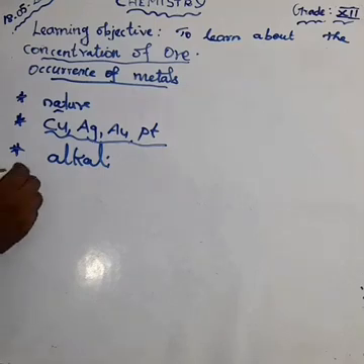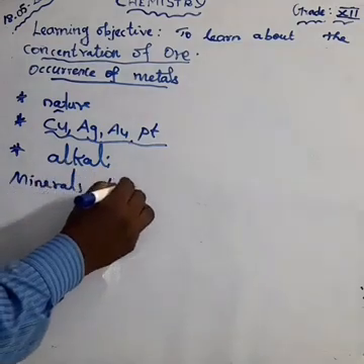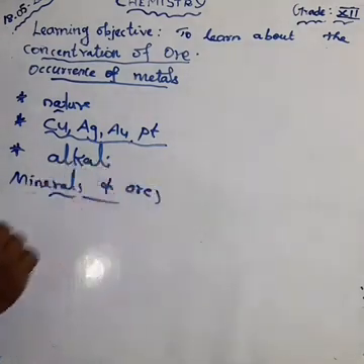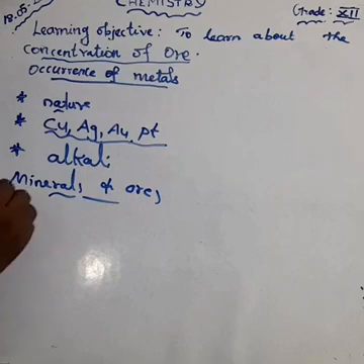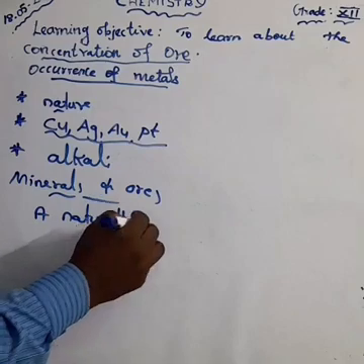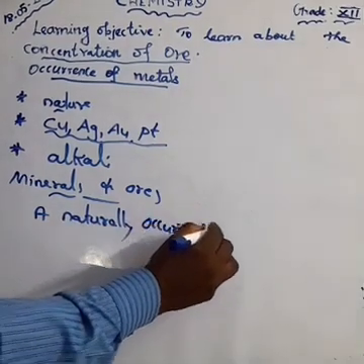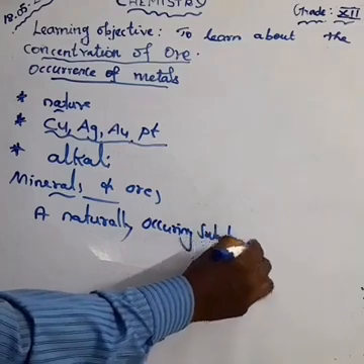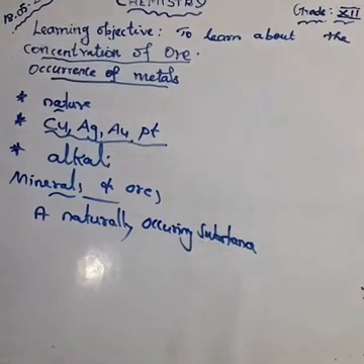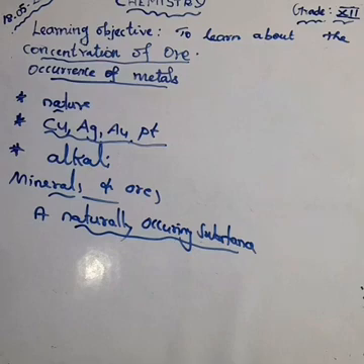Next, we can learn about minerals and ores. This is a very important question, a book back question. What are minerals and what are ores? A naturally occurring substance obtained by mining, which contains the metal in the free state or in the form of compounds like oxides and sulfides, is called a mineral.